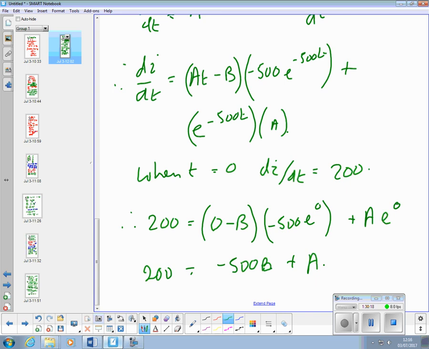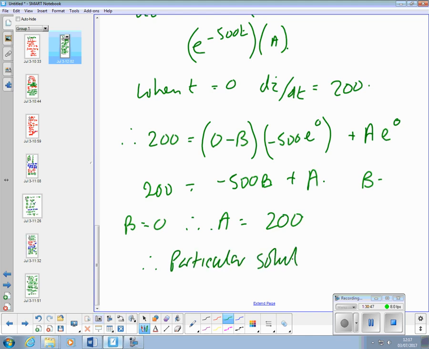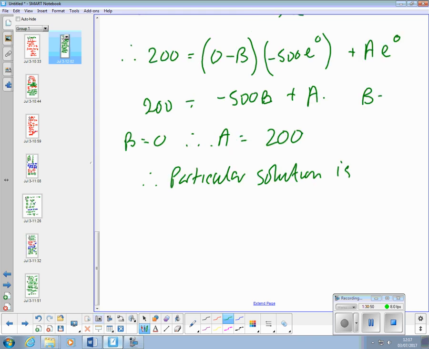What was b equal to initially? Yep. Therefore, particular solution is i is equal to 200t times e to the minus 500t.